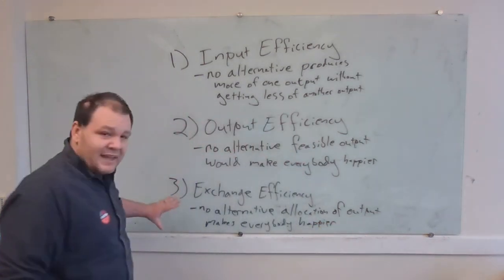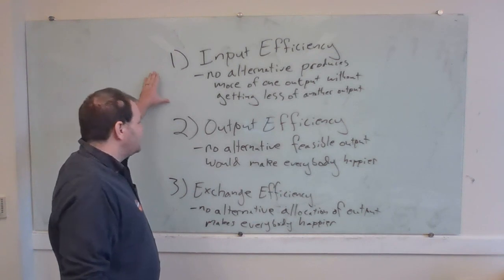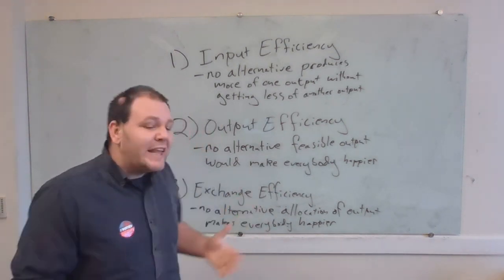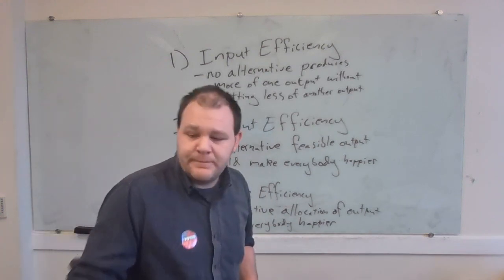Once we have all three of these, efficiency in inputs, efficiency in outputs, and efficiency in allocation between people, then we can say that our economy as a whole is Pareto efficient. Cool.